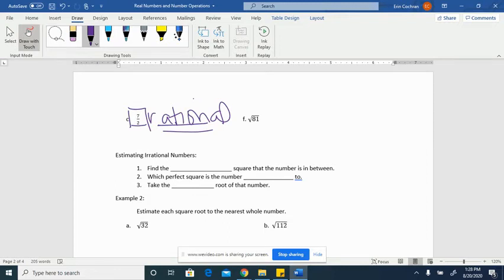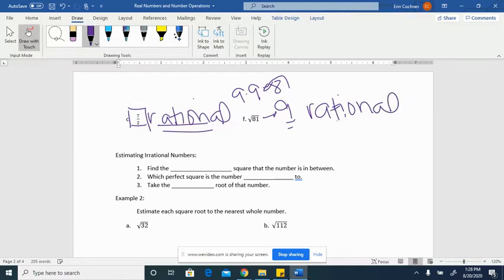Okay, so square root of 81. Is it rational or irrational? Well, can I take the square root of 81? Yes, I can. It is 9 because 9 times 9 is 81. So we're looking at 9 technically. So is 9 rational or irrational? It is rational because we can write it as a fraction.